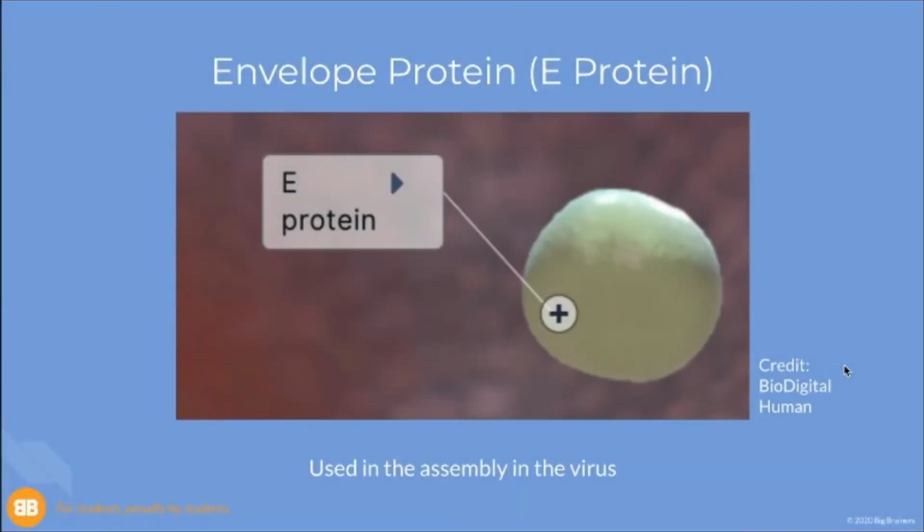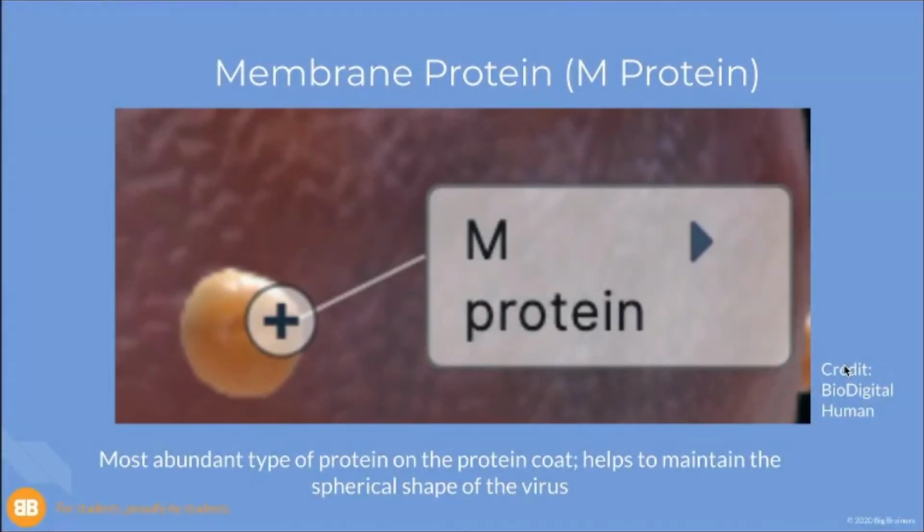Next, we have the envelope protein, also known as E proteins. The primary function of these proteins are for the assembly of the virus while replicating inside the host cell. Additionally, this protein is used in the formation of the viral envelope and pathogenesis, or the development of a disease. To continue, we have membrane proteins, also known as M proteins. These are the most common types of proteins found in the viral membrane and help to maintain the structural integrity and spherical shape of the virus.